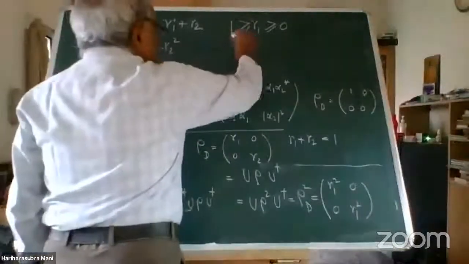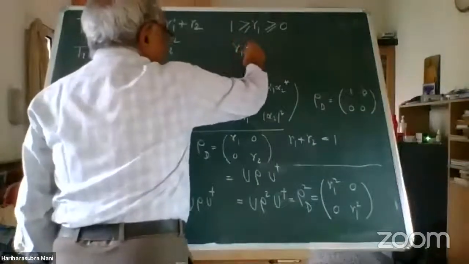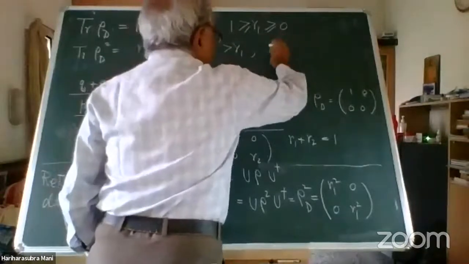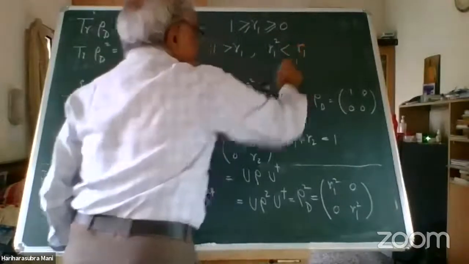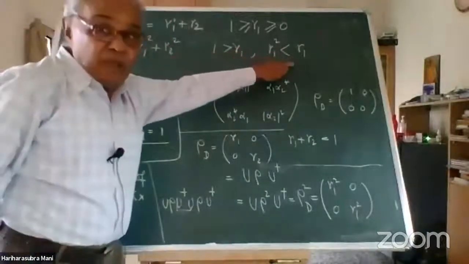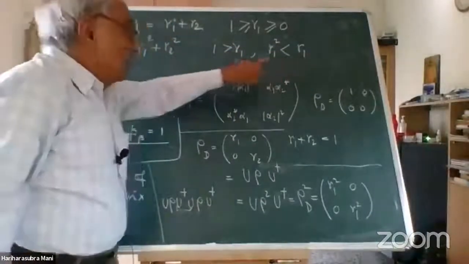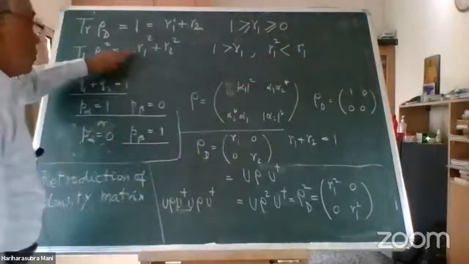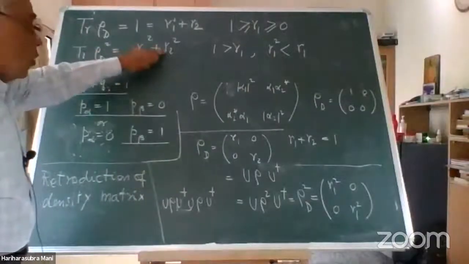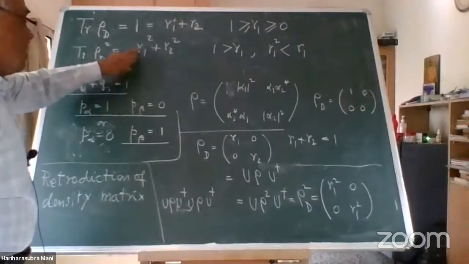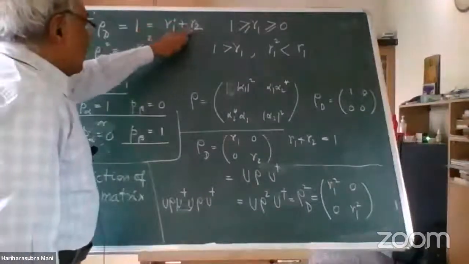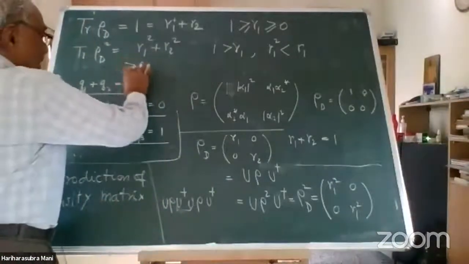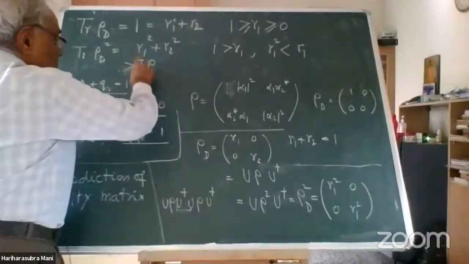Since it is so, if R1 is less than 1, then R1 squared is less than R1. Because if R1 is less than 1, when I multiply R1 by R1, it becomes less than R1. R2 will also be less than 1. Supposing these numbers are 0.9 and 0.1, this will become 0.81 plus 0.01. So trace rho d squared will be less than trace rho d.